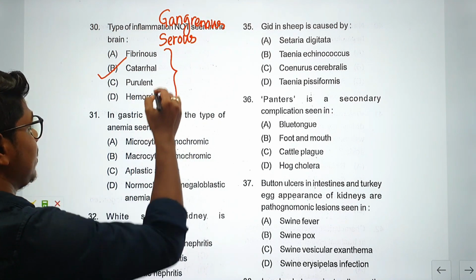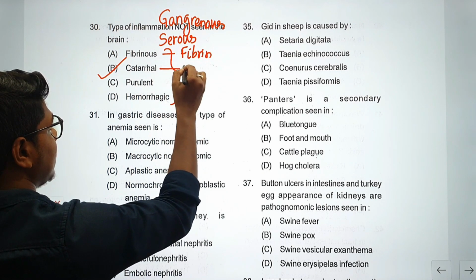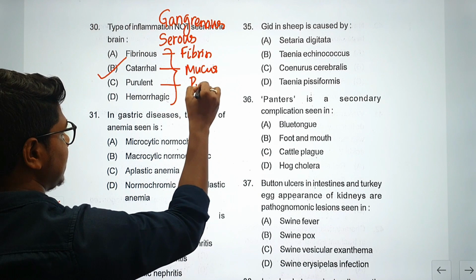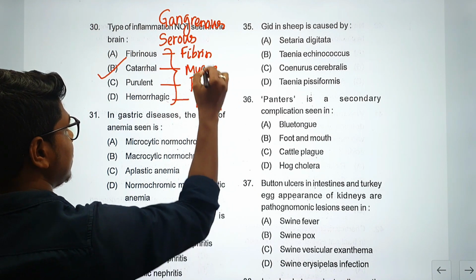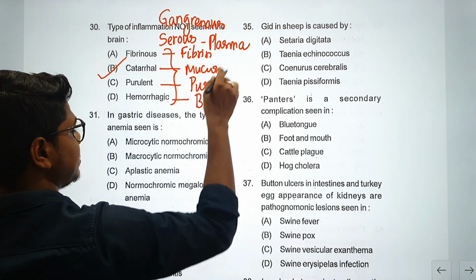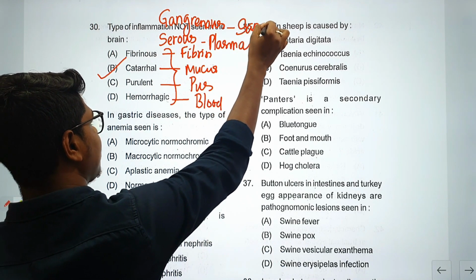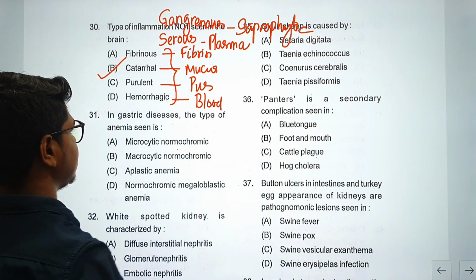In fibrinous, the material is fibrin. Catarrhal, mucus. Purulent, pus, which is basically dead neutrophils. Hemorrhagic, blood. Serous, you will find plasma, which is basically watery. Gangrenous, when they are invaded by saprophytic bacteria, then it becomes gangrenous.